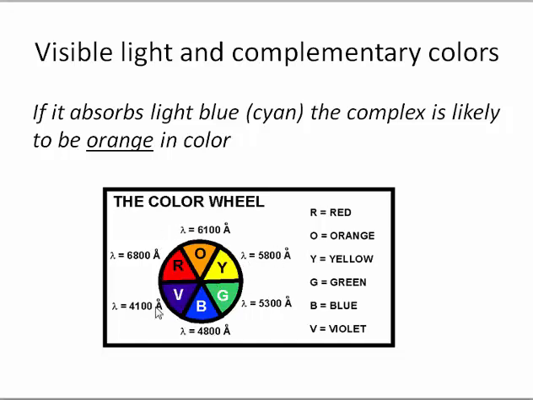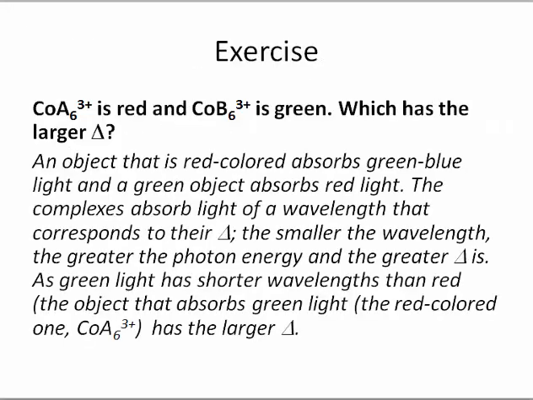Combinations of complementary colors look white, and if one complement of visible white light is absorbed, the object absorbing that radiation will take on the complementary color. This principle appears in this exercise. A complex of cobalt made with ligand A is red in color, and a complex made with ligand B is green in color. Which has the larger delta?